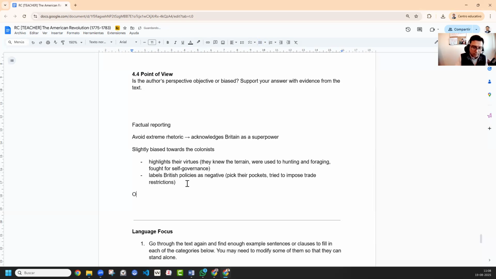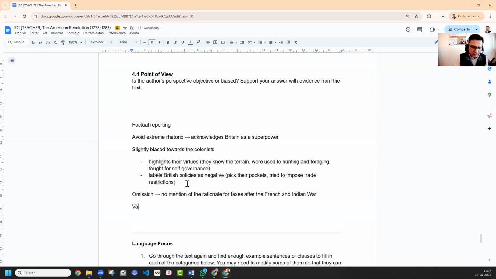Okay, there are omissions. For example, there is no mention of the rationale for taxes after the French and Indian War, which is also known as the 7 Years' War. So it's just given, okay? It's just a fact given, but the text doesn't explain the reasons behind that increase in taxation.